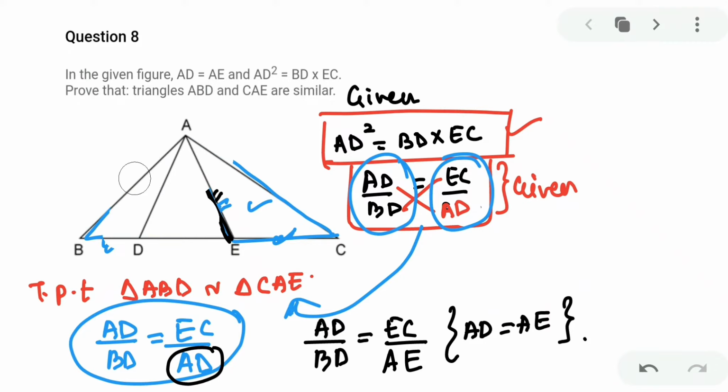Now can we say that ultimately I got this AD upon BD is equal to EC upon AE. It's one and the same thing. Got the point? So you got this. Now you can utilize this. How you will utilize this, my dear kids? अगर आपके पास ये है already और आपके पास एक एंगल भी है, कैसे? AD is equal to AE. So the base angles will be equal because it's an isosceles triangle.